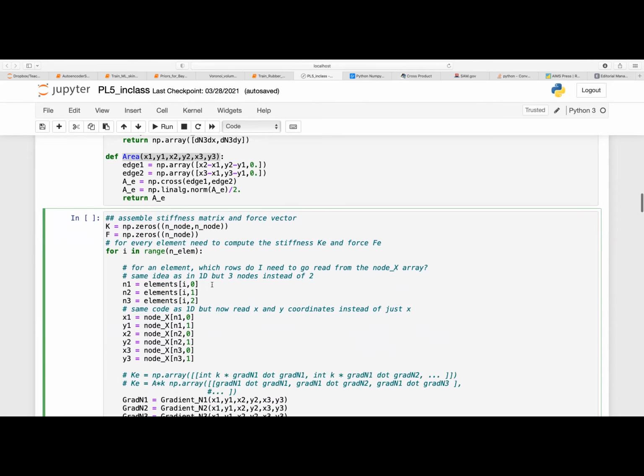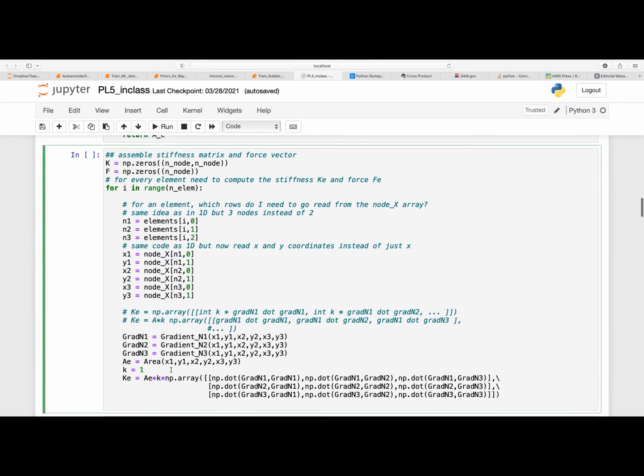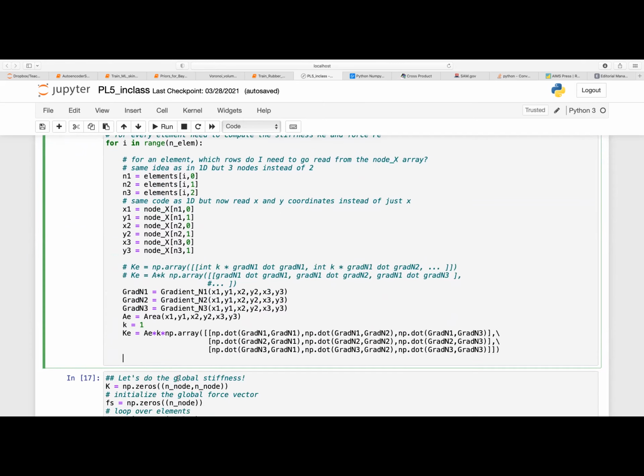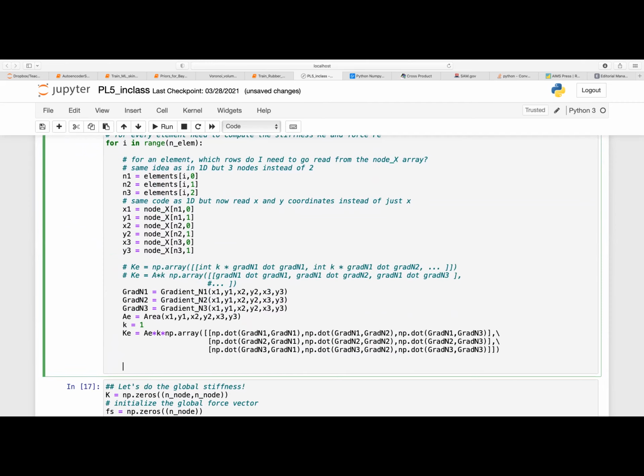All right, so given the known numbers, given the XY coordinates, evaluate the gradients, and then compute the stiffness matrix. That's it. That's it for the stiffness matrix. We still need to assemble it. But let's do the force vector, then we assemble.